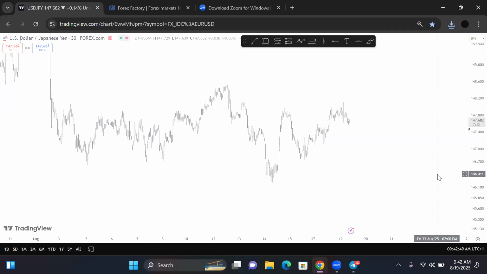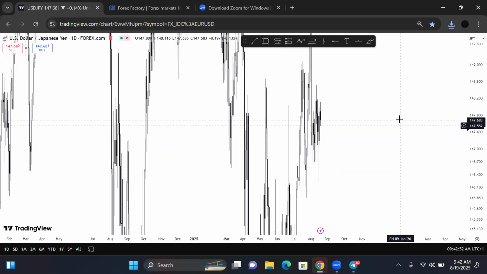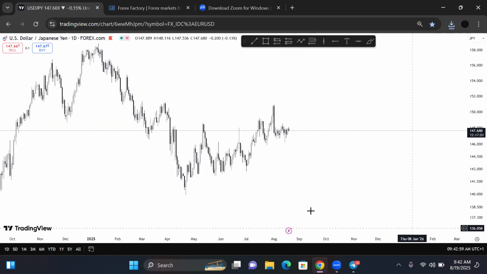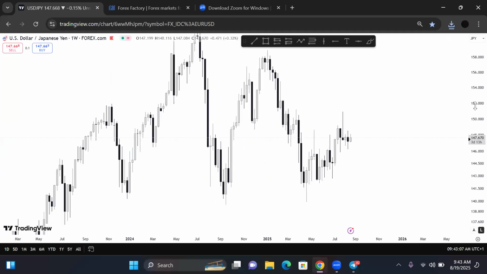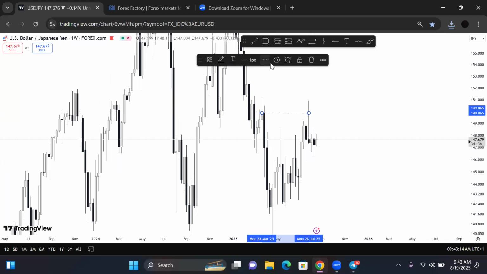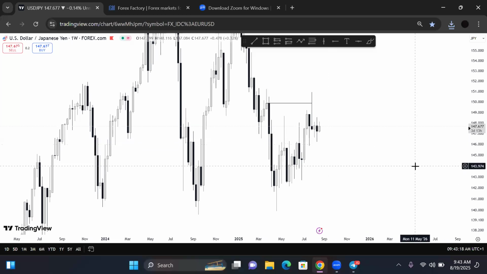So let's start from our daily time frame. This is USD. What can we see? On the daily time frame, this market has been bullish. But if you go to the weekly time frame, you can see the market is rejecting off a strong resistance level right here, on the weekly time frame.